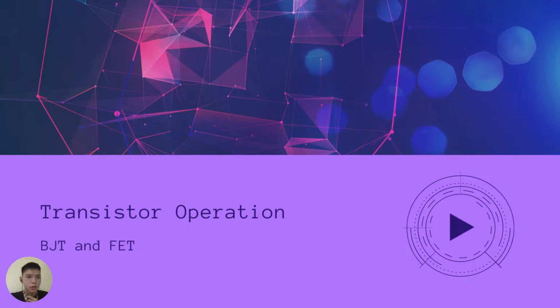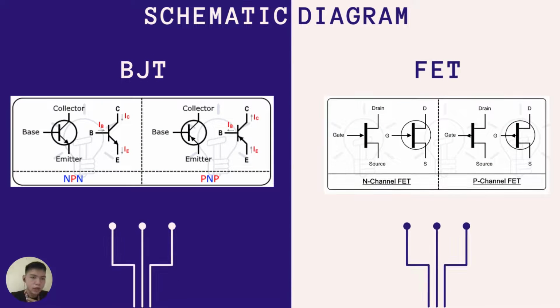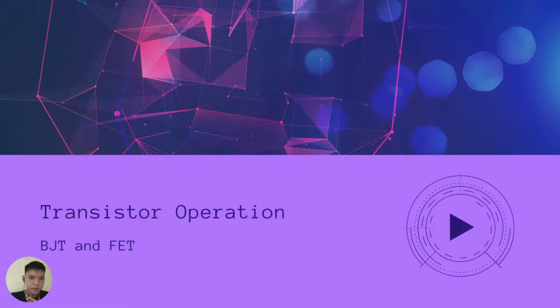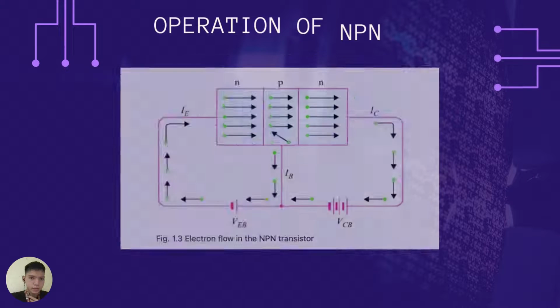So let me go back to the schematic diagram to show you the flow of your NPN or your PNP. The flow in your NPN is from your collector and base going to your emitter, while in your PNP it is reversed, the opposite: from your emitter going to your base and collector.